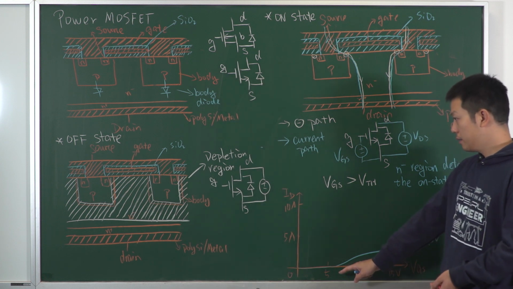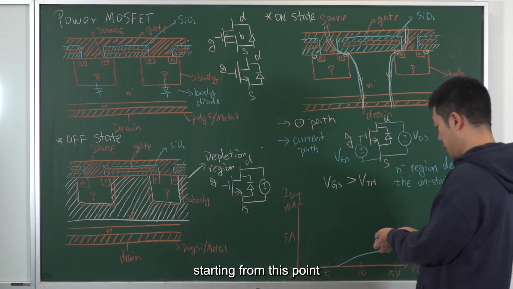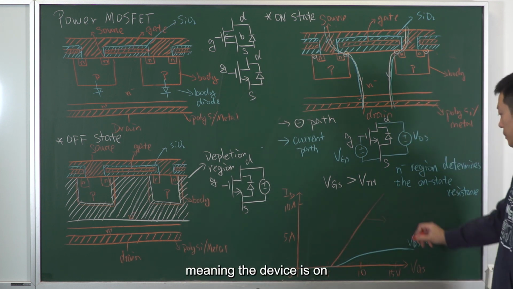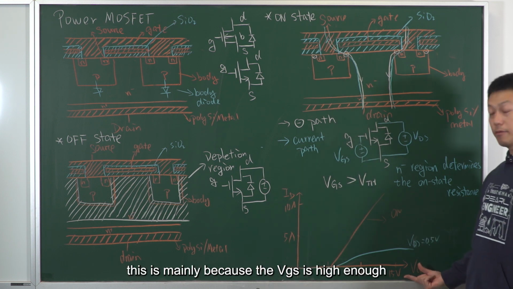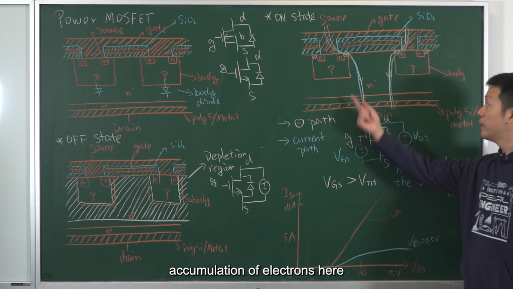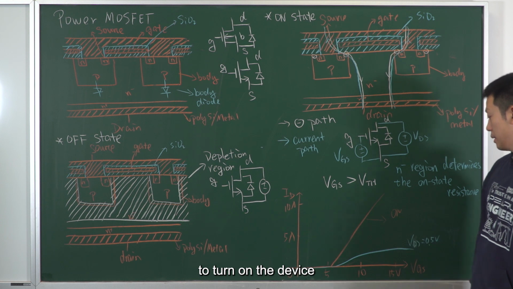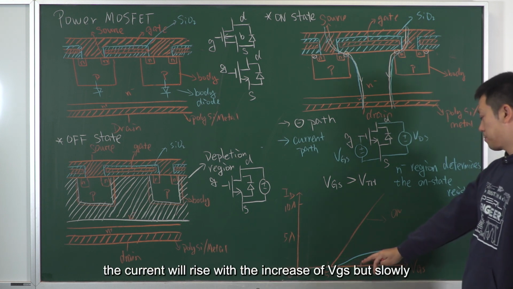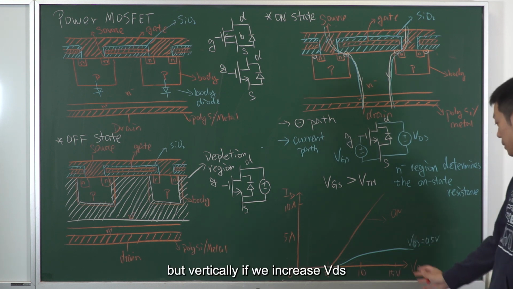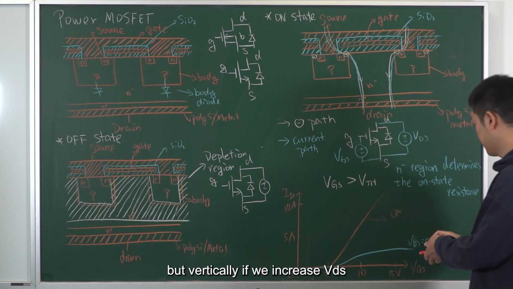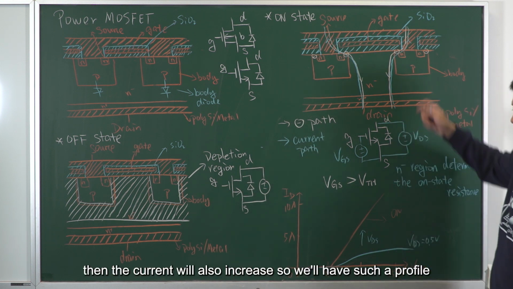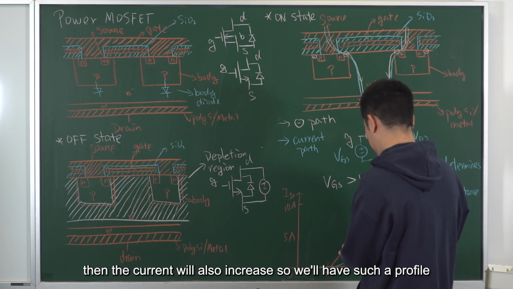We can see that starting from this point to the right, the device is on, right? This is mainly because the VGS is high enough, higher than the threshold voltage, to allow the accumulation of electrons here to turn on the device. After the device is turned on, the current will rise with the increase of VGS, but slowly, right? But vertically, if we increase VDS, then the current will also increase. So we'll have such a profile.